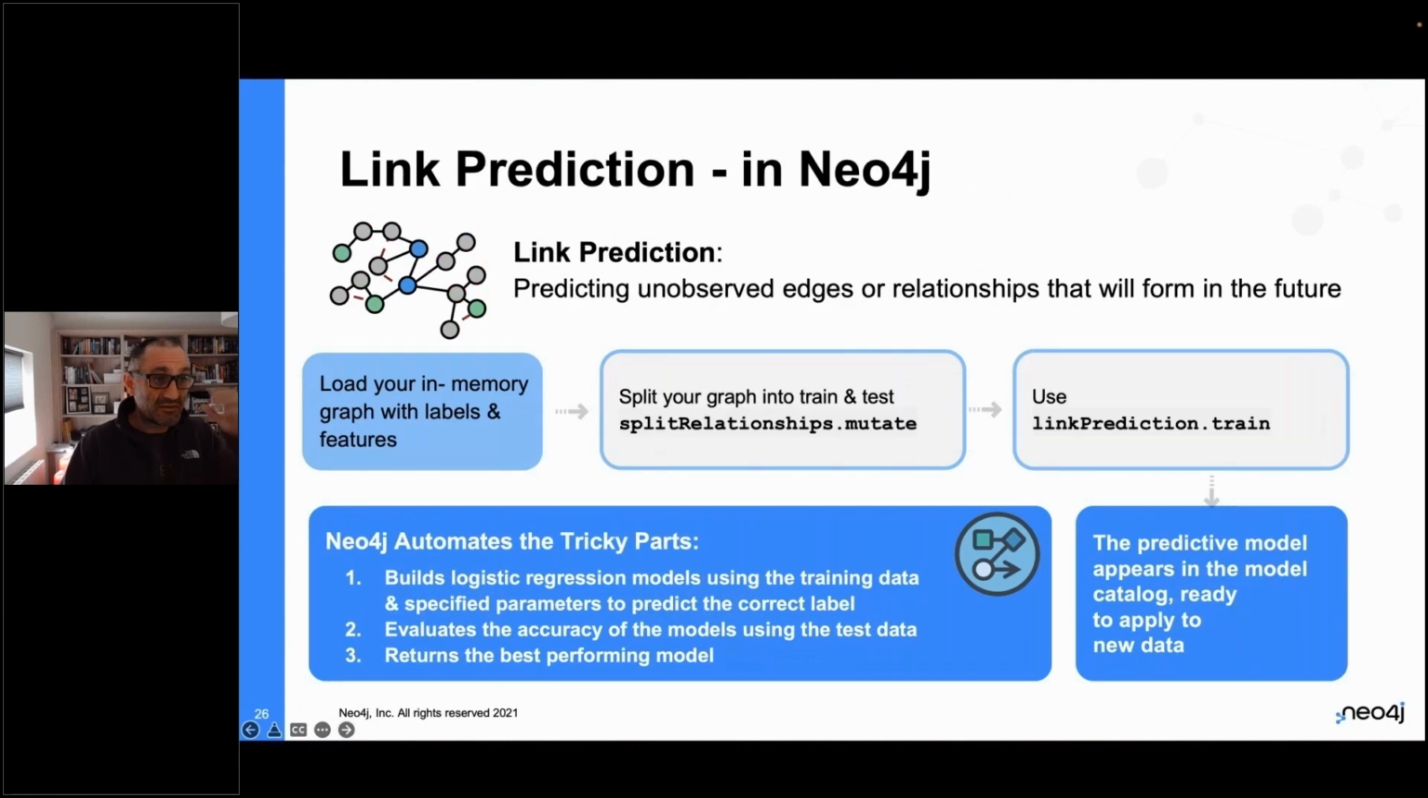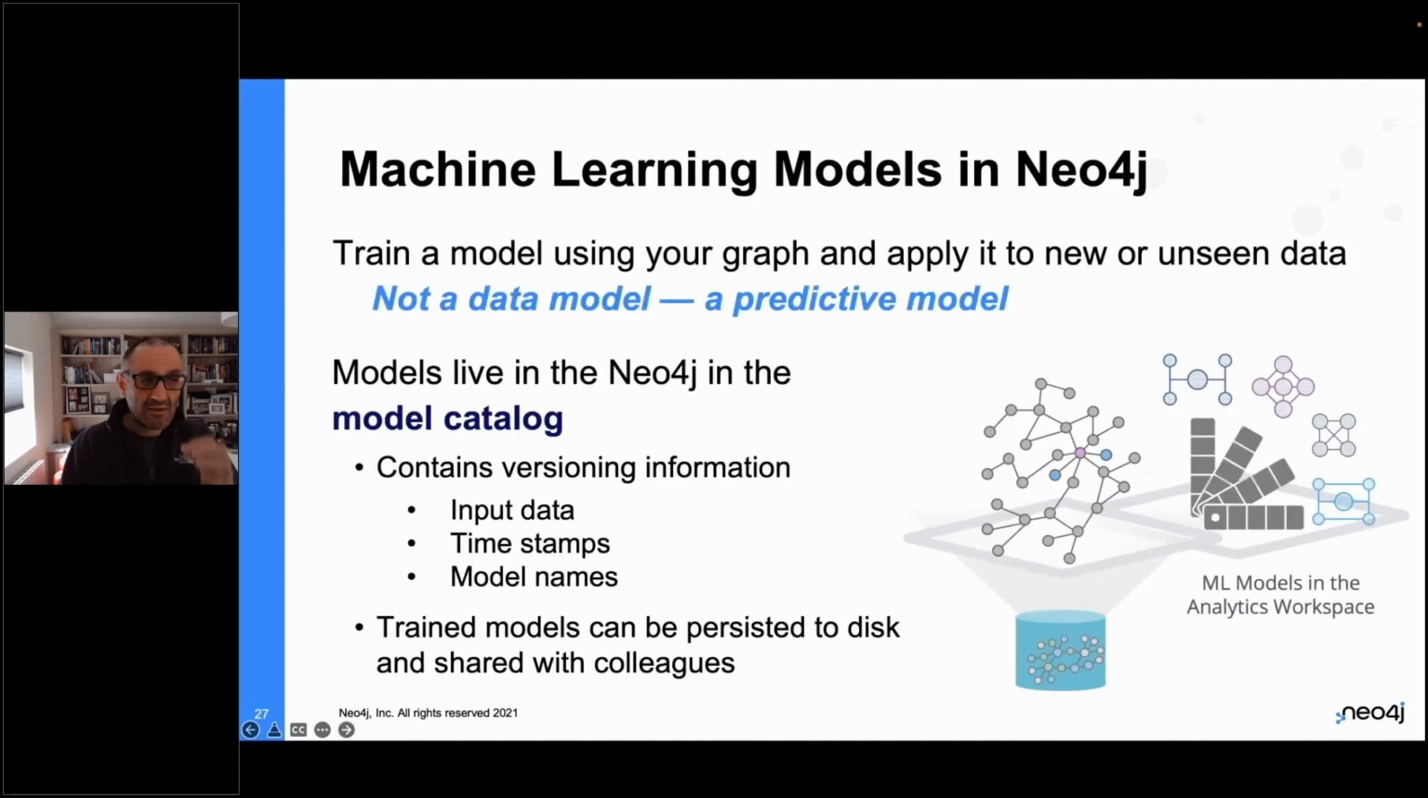And the same thing applies to link prediction. Neo4j automates all of the tricky parts of enriching the graph with additional links. So we call a single function, we train on it, and then we have a predictive model in the catalog ready to apply to new data. So we handle all of that ML ops stuff for you, freeing you up to do the important stuff, which is the graph data science.